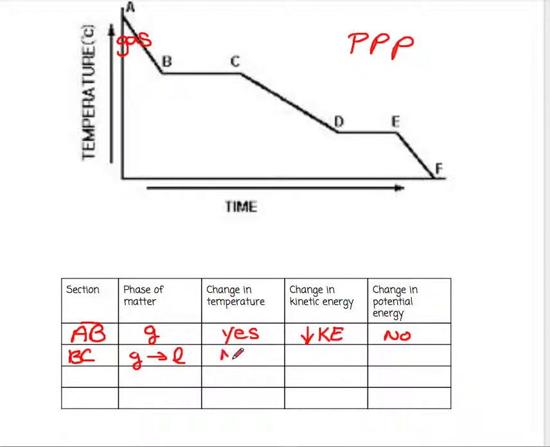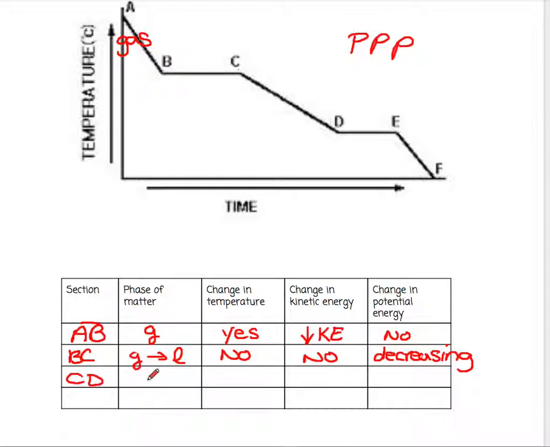Is there a change in temperature? Nope. What's happening to the kinetic energy? No change. And then what's happening to the potential energy? It's decreasing in potential energy. Decreasing. I should have just drawn an arrow going down. Okay, from C to D.